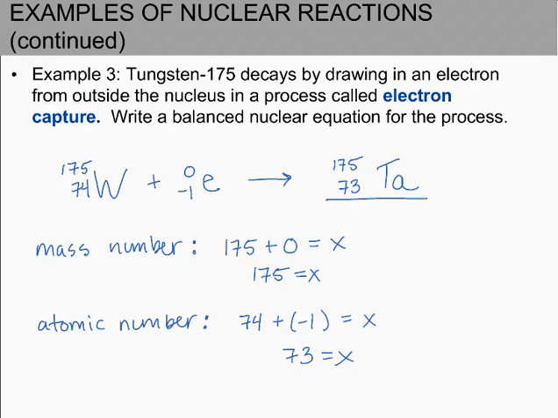And that makes sense because during electron capture, a proton is turned into a neutron. So we're losing a proton and gaining a neutron. Okay.